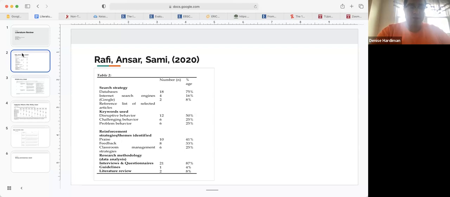And in this visual, you see some of the means with which the authors went about that in their study. They examined databases on the internet across specific keywords such as disruptive behavior, challenging behavior, and problem behavior, in addition to strategies on praise and feedback.